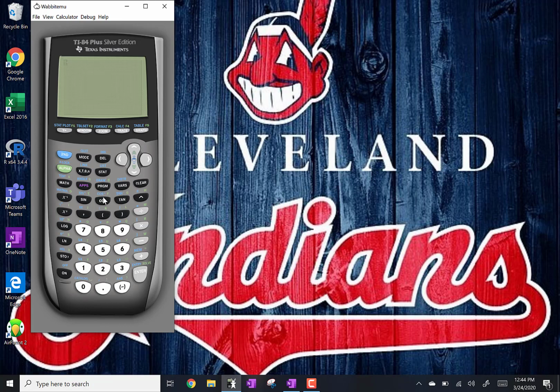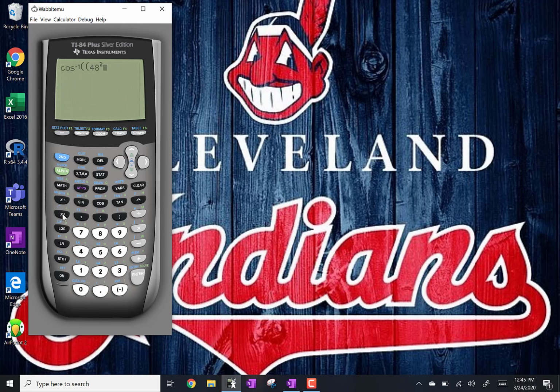So, second cosine of 48 squared plus 41 squared minus 62 squared. Close my bracket and then divide it by, open up another parenthesis, 2 times 48 times 41. So there we get the 87.9. So I'm going to store this. So hit store as A, alpha A.